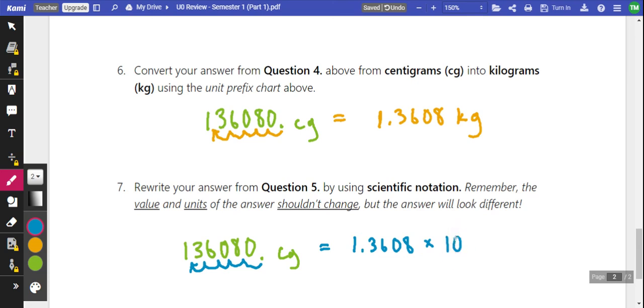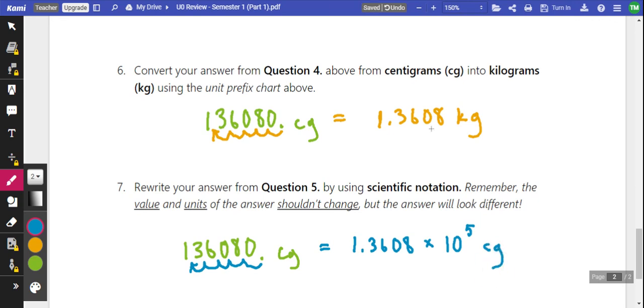times 10 to the 5th, because we're going boom, boom, boom, boom, boom, 5 spots. And since we're going to the left, this number looks smaller than it actually is. We need a positive exponent to make sure that it would return back to being big if we multiplied this out. Okay? And my unit is still centigrams.